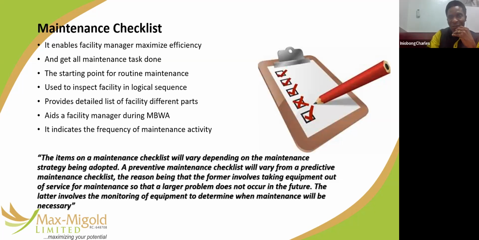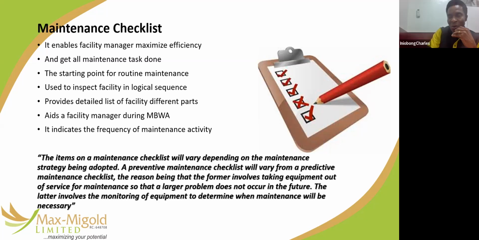Maintenance checklist, like we said, is a very important tool. This checklist helps us to know the area of maintenance we must focus on. It enables facility management to maximize efficiency, so that you don't waste time on a particular activity. There's some activity in the maintenance plan that, whether you do it or not, doesn't have a significant effect. For example, cleaning of the body of your generator. Whether you clean it or not, it won't stop the generator from running.